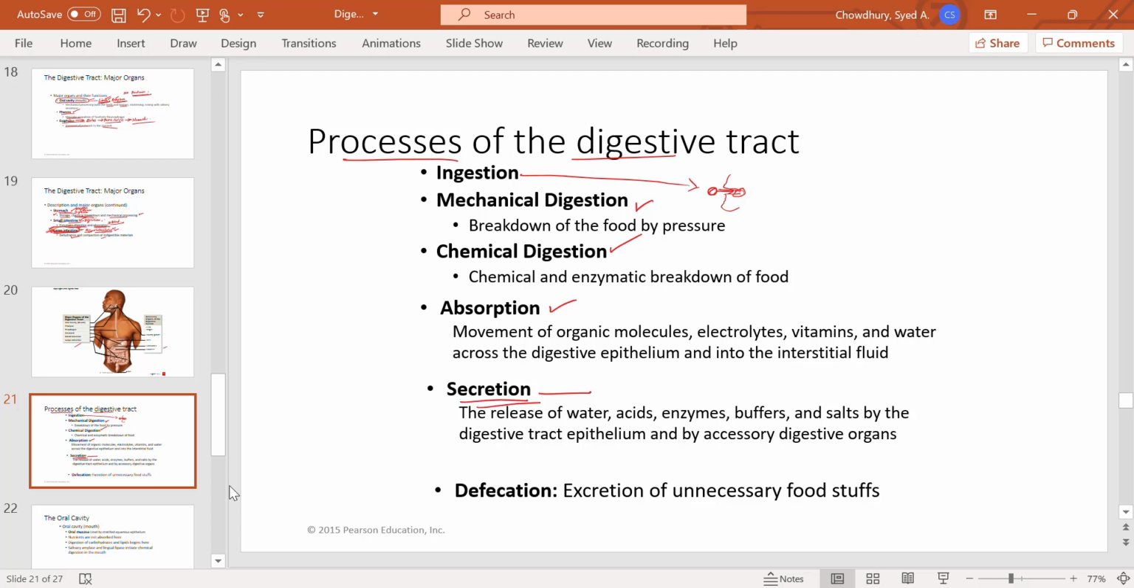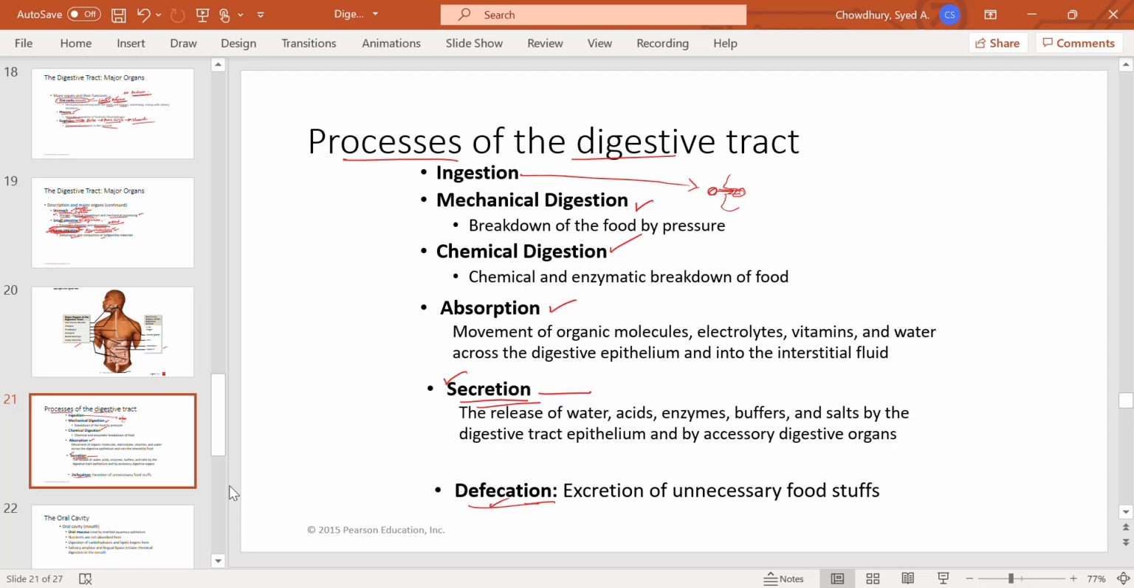And that is another process that takes place in the GI tract. And then defecation is the last process. After the absorption is completed, the unabsorbed foodstuff, unnecessary foodstuff, will get out as stool or feces. That is called the defecation process.